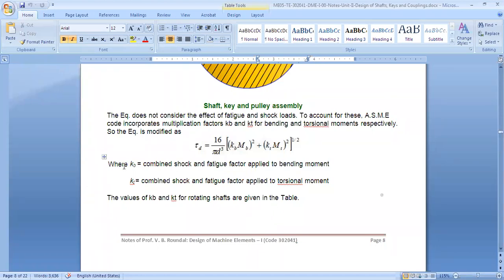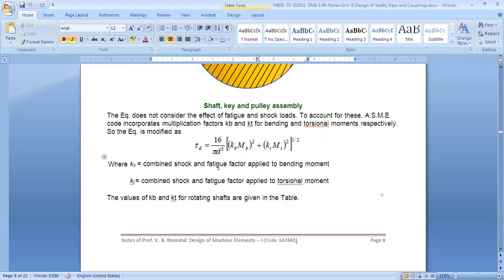See here it is mentioned: KB is the combined shock and fatigue factor applied for the bending moment. So whatever bending moment we get, say 1000 Newton mm, we will increase that. Increasing means we assume that our bending moment is more, so that our design is safe. Because the more bending moment and twisting moment we get from our calculation, our diameter will go up, and the diameter going up means our design will be safe. Just to make sure that our design has a consideration of all the shock and fatigue.